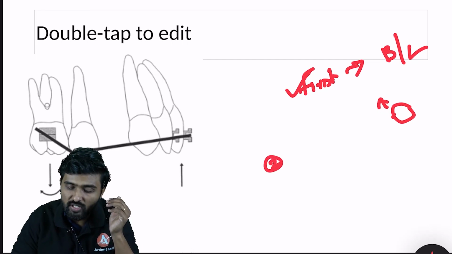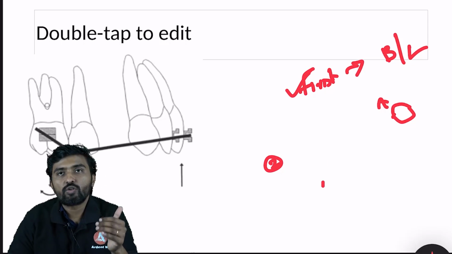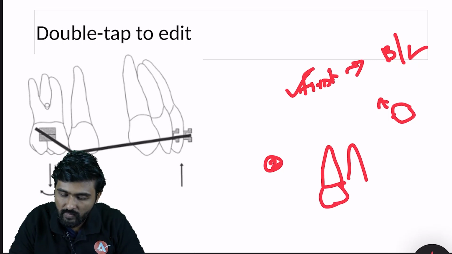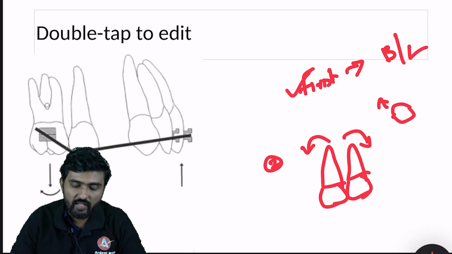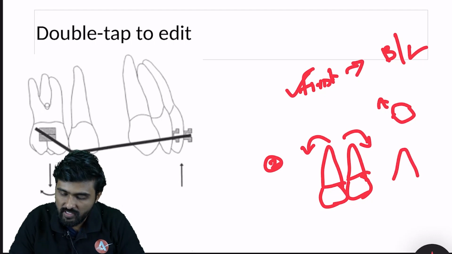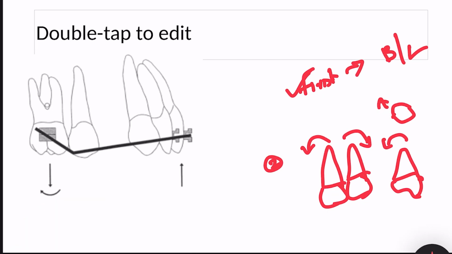Now, option number 2, second order bends, the bends which are incorporated to change the mesiodistal inclination. Okay, like I have my central incisors like this. Now, if I want to alter the mesiodistal inclinations of my teeth, then I have to go for second order bends. Then third order bends, if I want to change the buccolingual inclination of my roots, okay, that is called torquing, I have to go for third order bends.